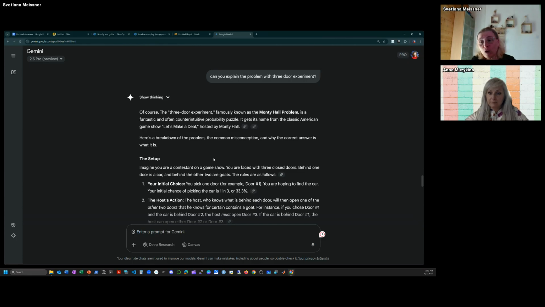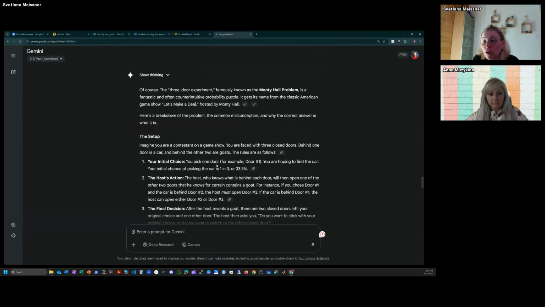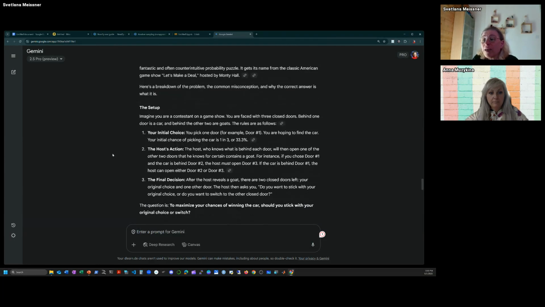If you change, going to the new door, you maximize your probability of winning the car. So the question is to maximize your chance of winning the car. Should you stick with your original choice or switch? If you really calculate the probability, you find that it's better to switch the door from your choice, and your probability will increase at this moment.